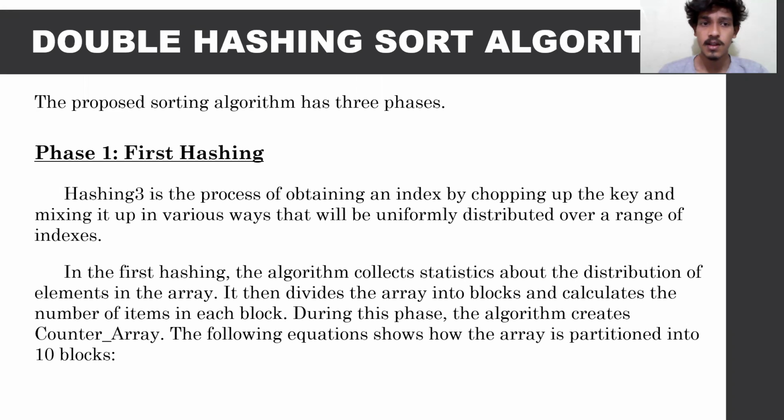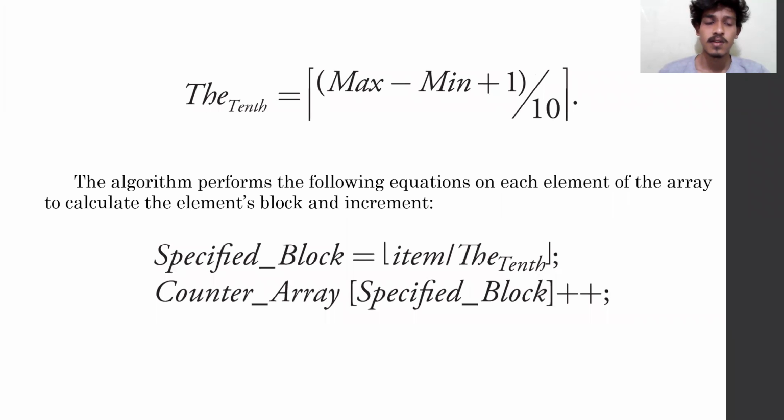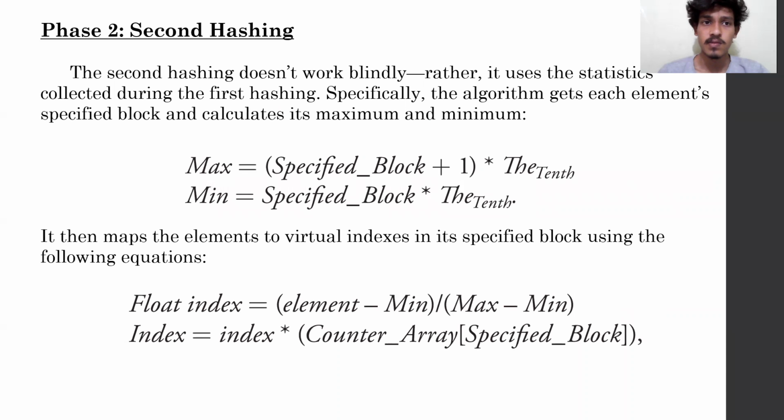During this phase, the algorithm creates a counter array. The following equation shows how the array is partitioned into 10 blocks. Here is the equation. The algorithm performs the following equation on each element of the array to calculate the element's block and increment.